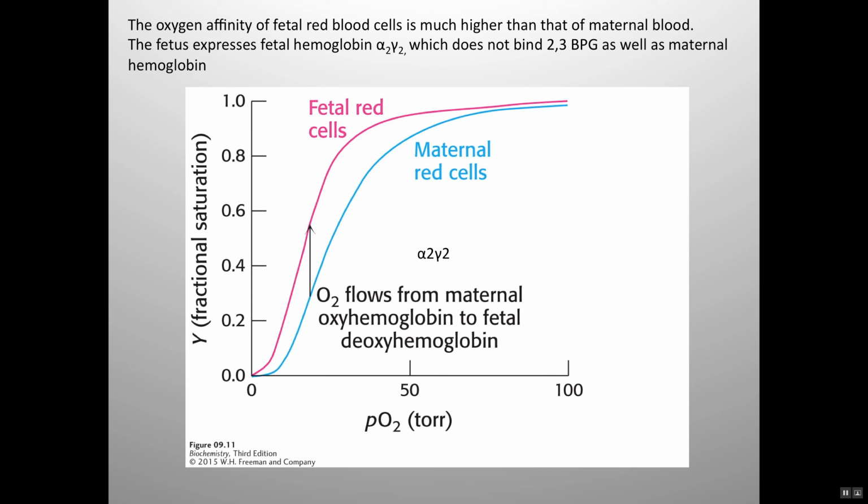So why does it need to be that way? This is because the only source of oxygen for the fetus is the maternal blood supply. So at the placenta, the maternal red cells will unload oxygen and pass it across to the fetal red cells. And this is made possible by this difference in the affinity of fetal hemoglobin compared to maternal hemoglobin.